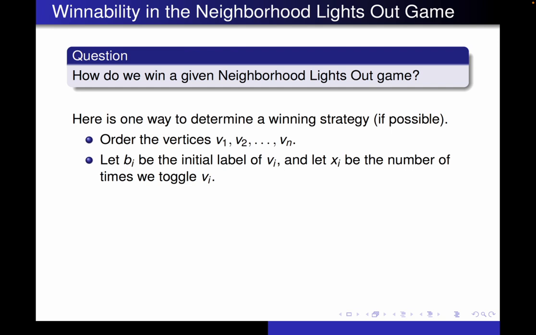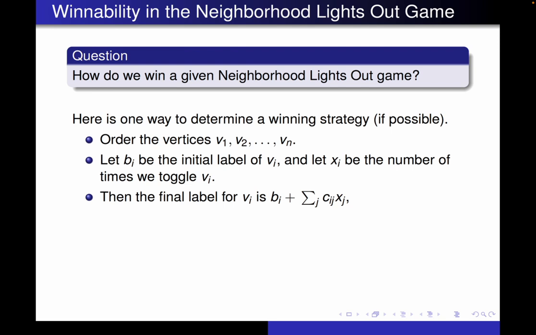Again, we're leaving the xi as a variable because we want to make sure to adjust them at the end so that they work out to give all our labels 0. Now, when we finish doing that, our final label for each vi is going to be bi plus all of the ways that it gets changed by toggling vi and its adjacent vertices. And the way I'm going to express that is like this: the sum of cij xj.